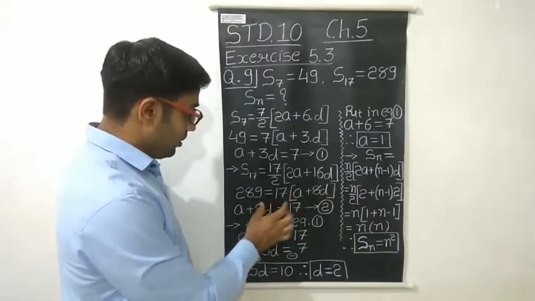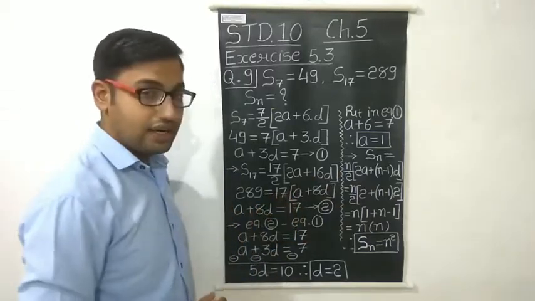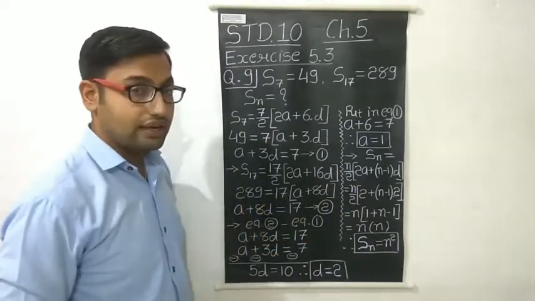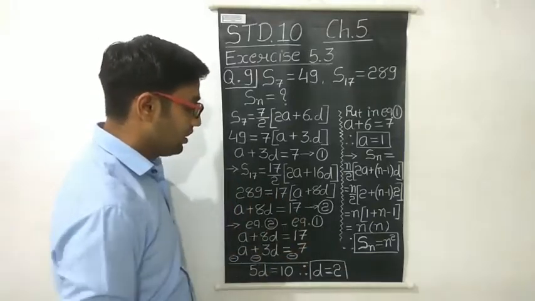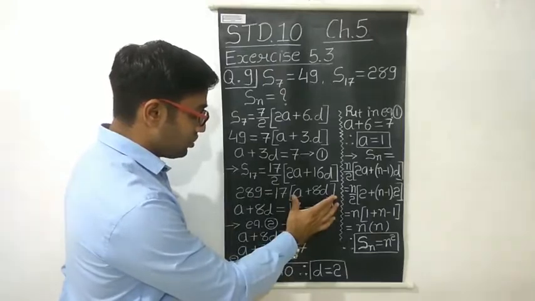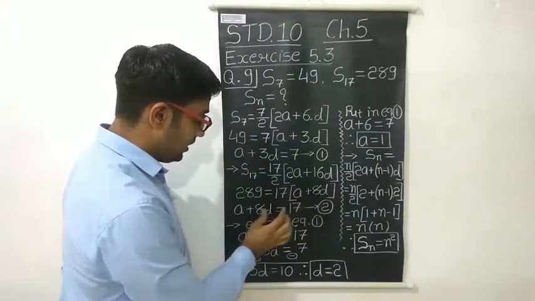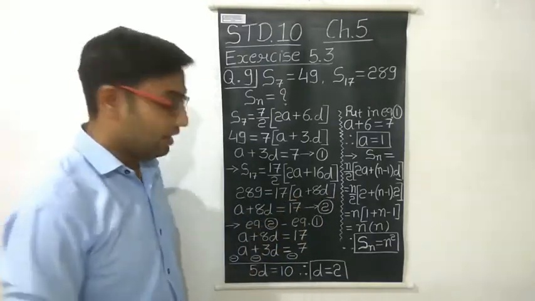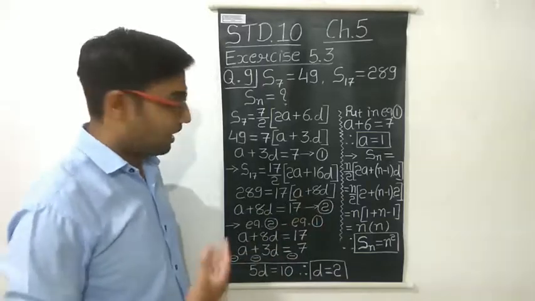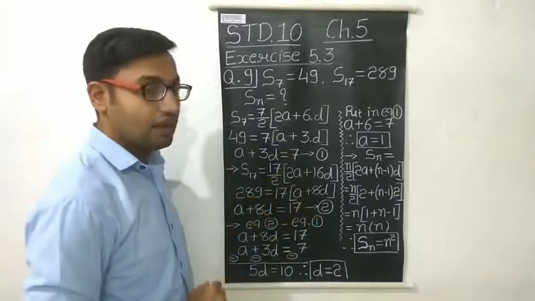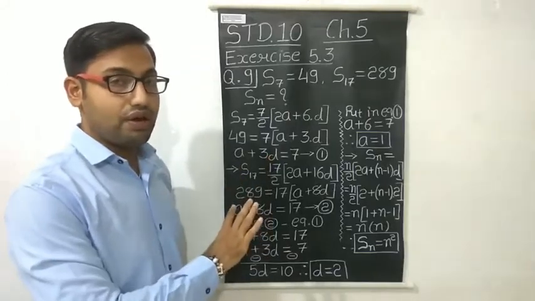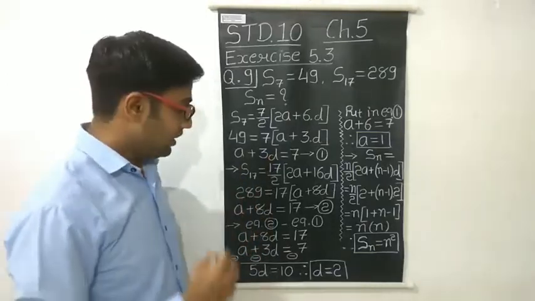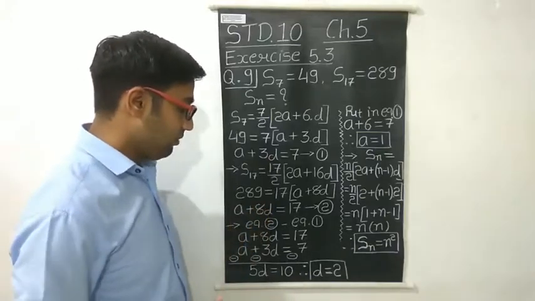Okay, now take this 17 to the left hand side. It will divide the 289. 289 divided by 17 equals 17. So here we will get another equation, a plus 8d equals 17. Call it equation number 2. Now we have two equations with the two variables a and d. This becomes a pair of linear equations in two variables. Now we can solve it by the elimination method.